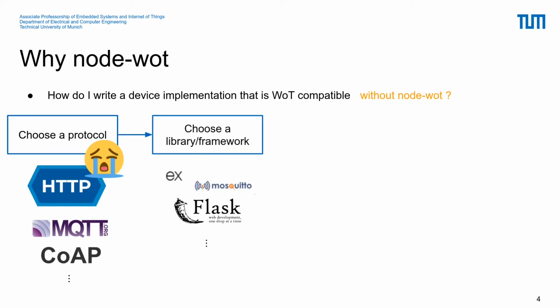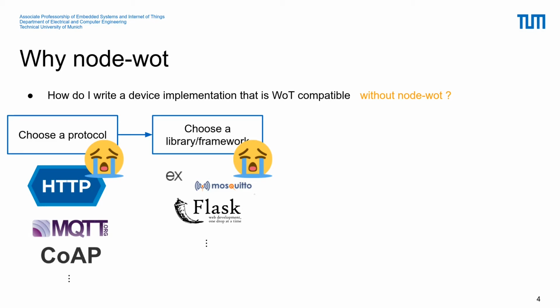Once you do choose one, then generally you would choose a library or framework. With HTTP and Node.js, you might choose Express.js. With Python and MQTT, you might choose Mosquitto. For Python and HTTP, you might choose Flask. And for a beginner, it's generally quite difficult to decide which one to choose, since their differences are not that obvious in the beginning. So again, it's quite a painful process.